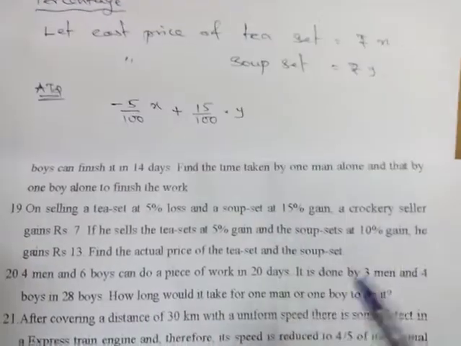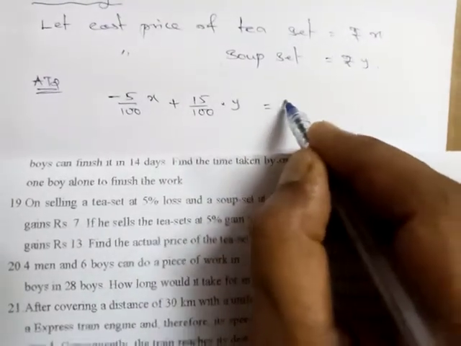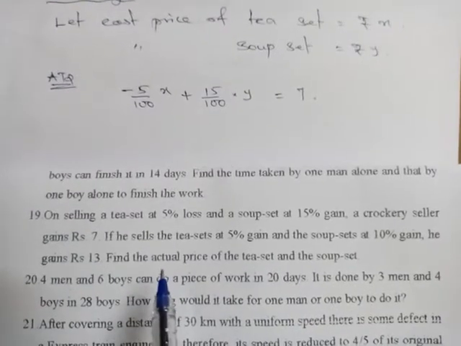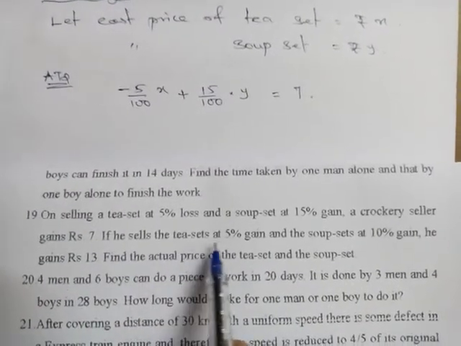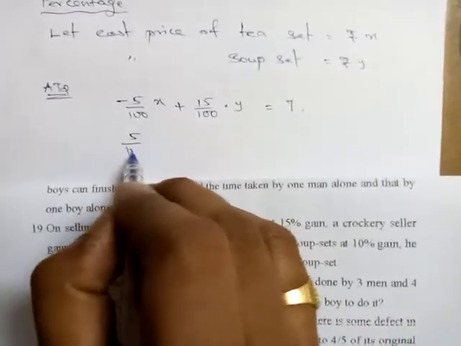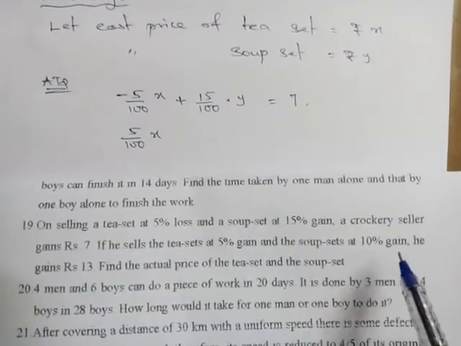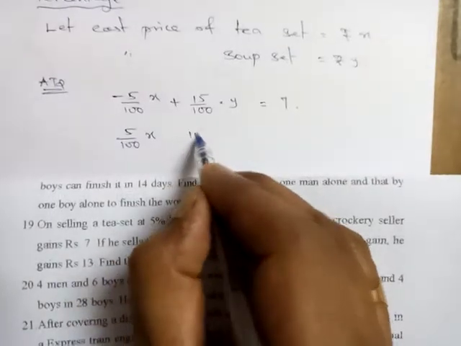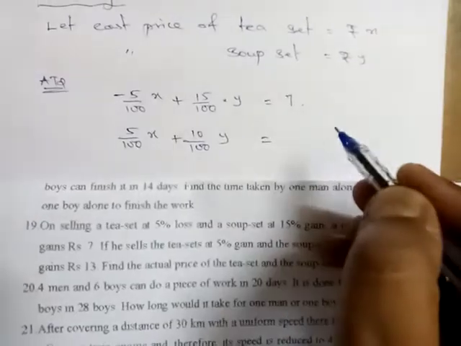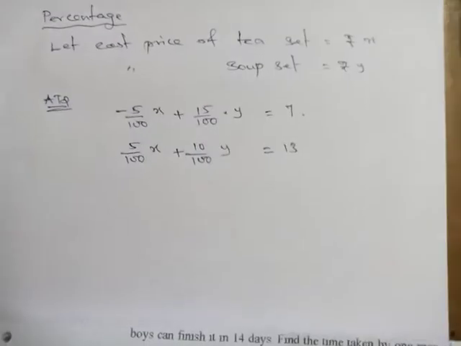Add these two, we will get, what is that? Grocery seller gains rupees 7. That is equal to 7. This is the first equation. Second one, if he sells the tea set at 5% gain, so the tea set 5% gain, 5 by 100 of X gain, and the soup set 10% gain. Second one 10%, 10 by 100 into Y. If you add these two, total profit is rupees 13 they given. That's all. This is the second equation.